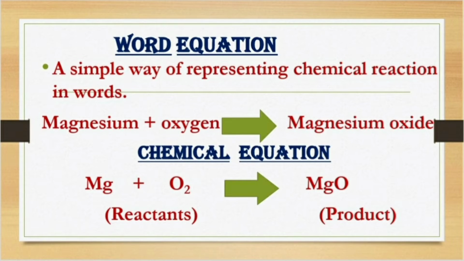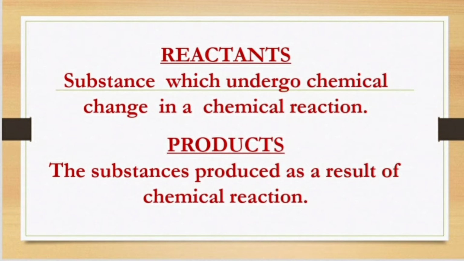What do you mean by reactants and products? Reactants are the substances which undergo chemical change in a chemical reaction. The substances produced as a result of a chemical reaction are known as products.